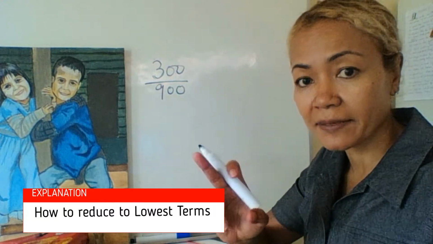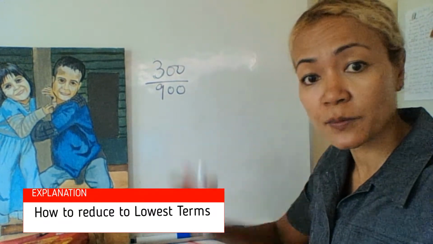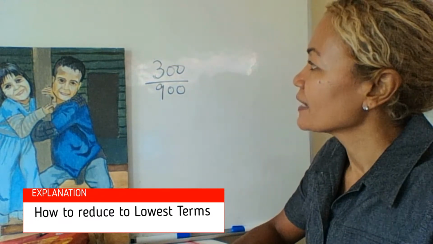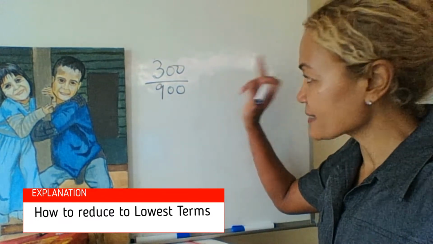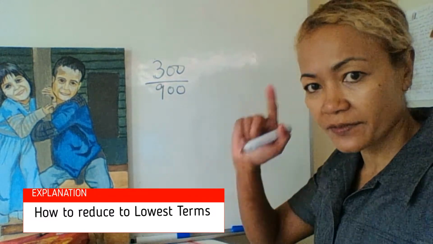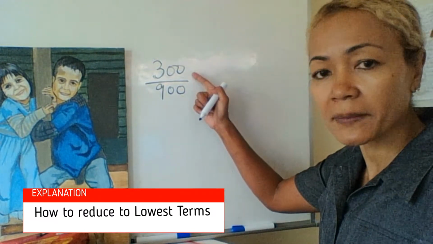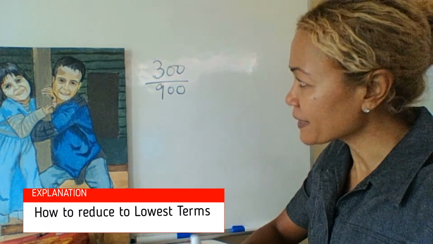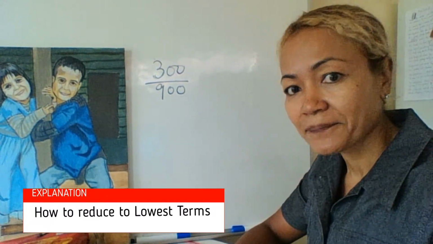So the first step is you look at the smaller number. Smaller number is the one on top. It's 300. Now, that is always the easiest way to approach it. First, you try and find the factors of the top number before you find the factors of the bottom number. But this one is a special case.